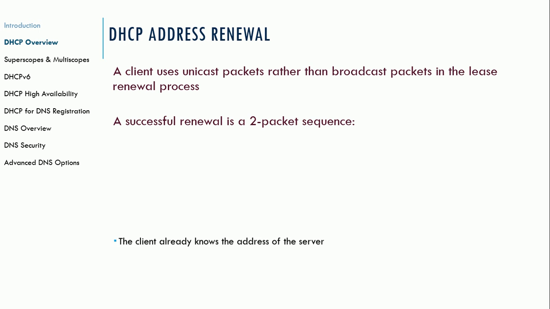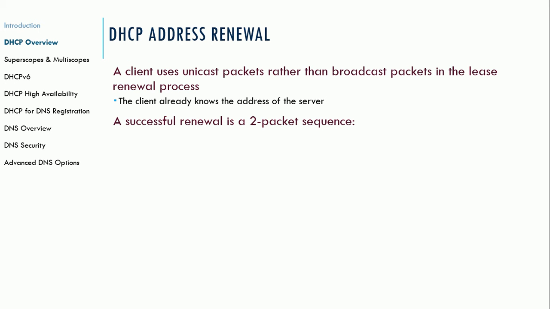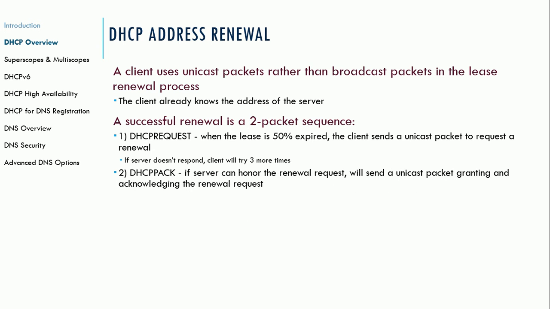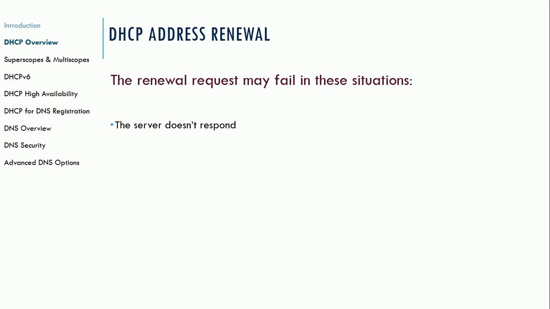So when they do the renewal, they can use unicast because now we have an IP address and we know the IP address of the DHCP server. They gave us that IP address, so we can use unicast for that. So a successful renewal is just a 2-step process. You send the DHCP request because you already have the IP address. You say, I'd like to continue using this, and then it's going to send back an acknowledgement. So it's just the last 2 steps that we saw in the previous slide.